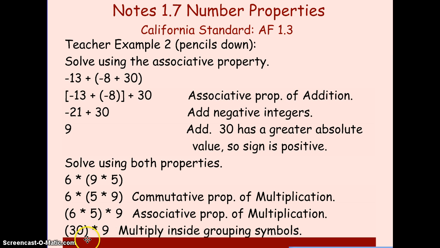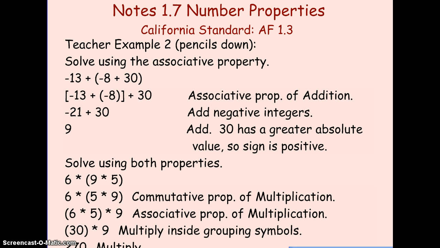Excuse me. Sorry about that. I have 30 times 9, and I think it's going to be a little cut off, so you can't quite see it there on the bottom. It is 270. So if you can't see that, that final answer is 270.